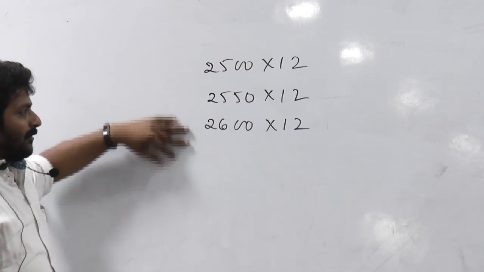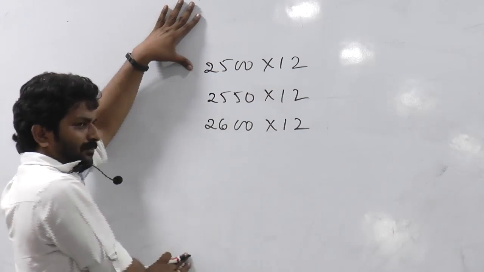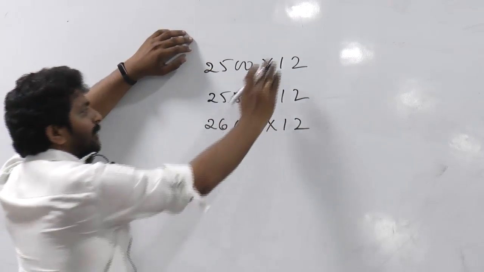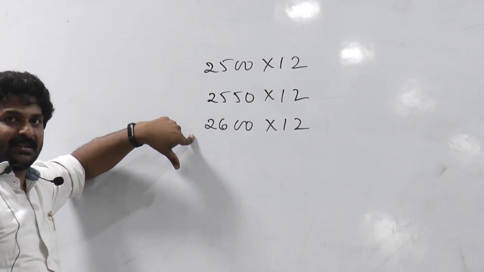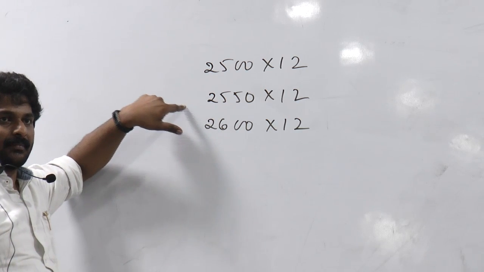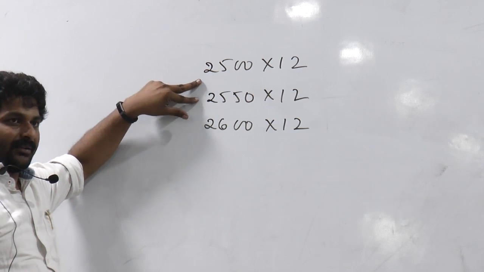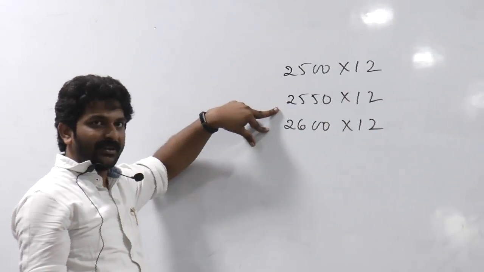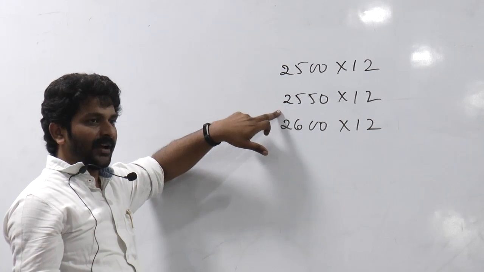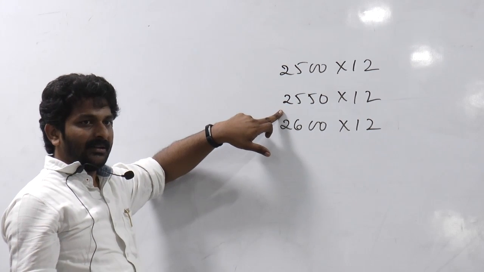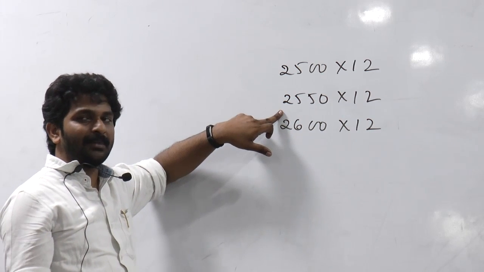So instead of multiplying everything and doing it, take 12 common. Basically when you have consecutive numbers, forget about 12 for the time being. 2,500, 2,550 and 2,600. What is the average? The middle number. Equal distance, right? 50 difference and here also 50 difference. Out of 3 numbers, the middle number is the average, which is 2,550, right? That is the average per month salary for 3 years together. 3 years in the sense how many months?